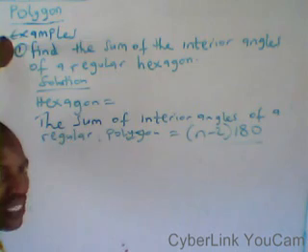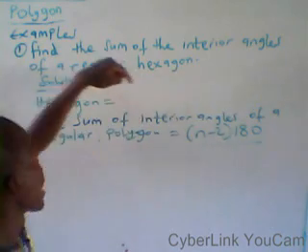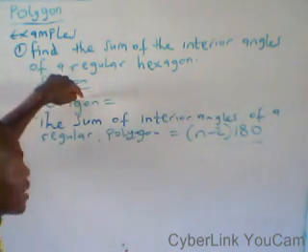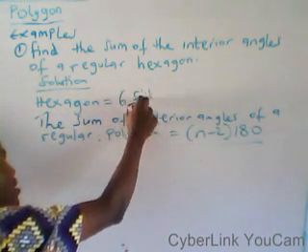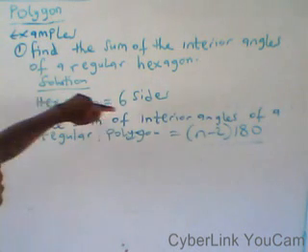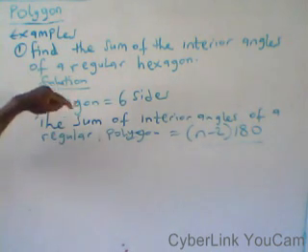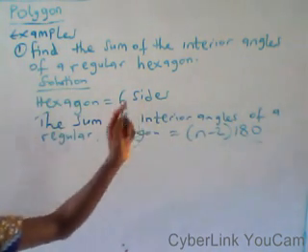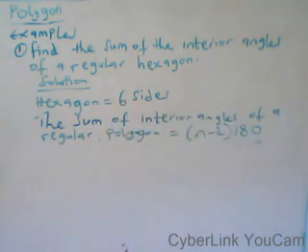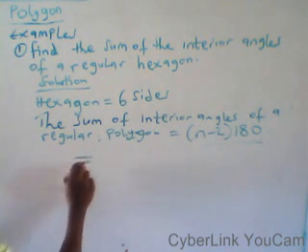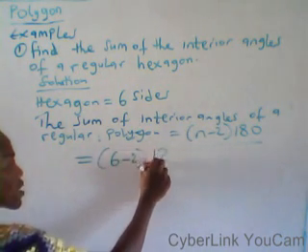We know that n stands for the number of sides of that particular polygon. From the question, the polygon being referred to is a hexagon. From the table given earlier, a hexagon has 6 sides. So we replace n in this formula with 6. We now start our calculation: (6 minus 2) times 180.